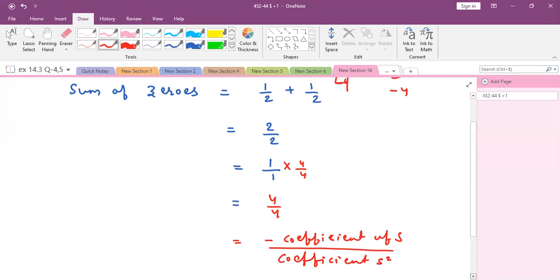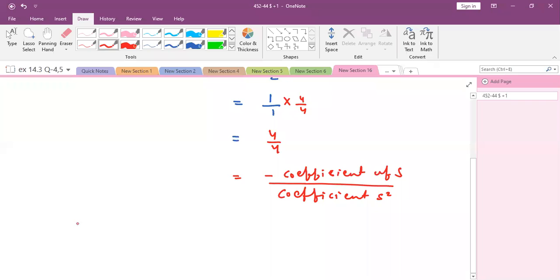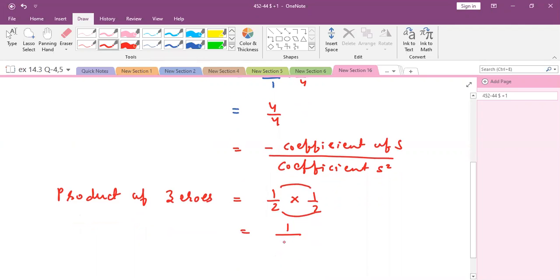Now let us find out the product of zeros. In product, what are we going to do, students? We are going to multiply both the zeros. Yes or no? Yes, sir. So 1 by 2 multiplied by 1 by 2, so we will get 1 upon... Now Neil, here we can get 4, because you can see the multiplication sign in between. So numerator is multiplied with numerator and denominator with denominator. So 2 2s are 4.